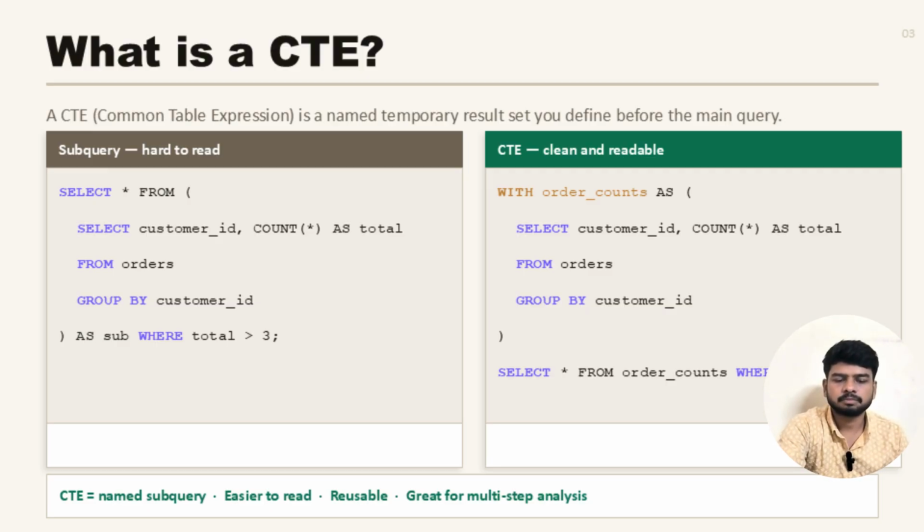Now just look at the CTE side, right? Now this is a CTE version with order_counts AS, name it, define it. Then below, select from it by name, clean, readable, the logic is separated and named. What we did, we just told that whatever this query is, the whole query will be known as order_counts. So every time you need that particular logic, just name it, okay, we want to use order_counts, and you're done. You will get the output you want.